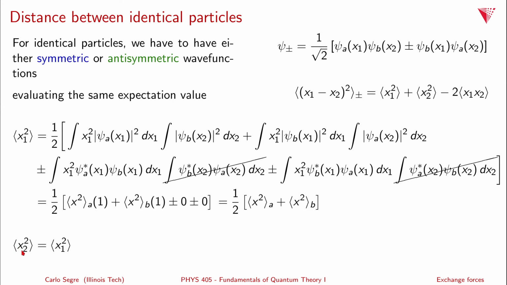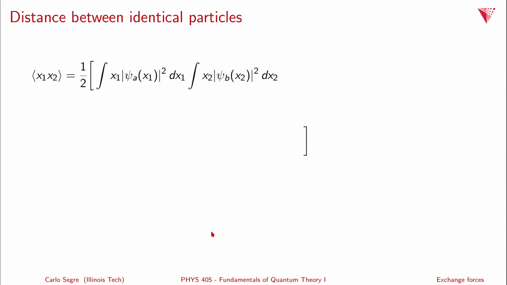When we do x2 squared, we get exactly the same thing. So these two are the same, and they have a 1/2 in front of them, so the sum of them gives you just the term in the brackets. What we have to do next is calculate the expectation value of x1 x2. Well, we can do that. And again, we have a few terms. The first term is x1 times the modulus squared of psi a of x1 dx1, plus x2 times the modulus squared of psi b of x2 dx2. These are both integrals.